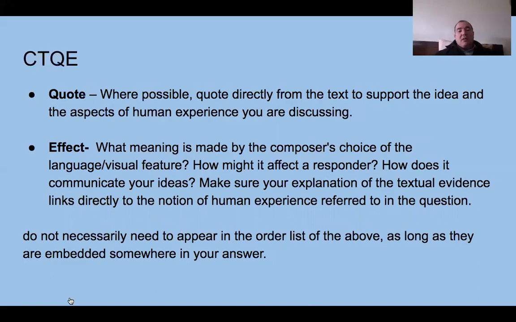Effect. What meaning is made by the composer's choice of the language or visual feature? What might it affect in the eyes of the responder? How does it communicate your ideas? Make sure your explanation of the textual evidence links directly to the notion of human experience referred to in the question. You do not necessarily have this in the exact order, CTQE, so long as it's there somewhere embedded in your answer.